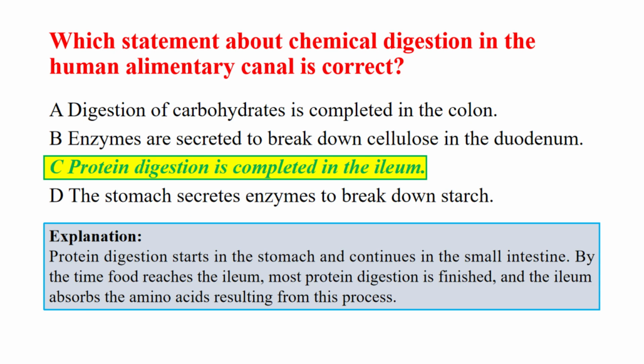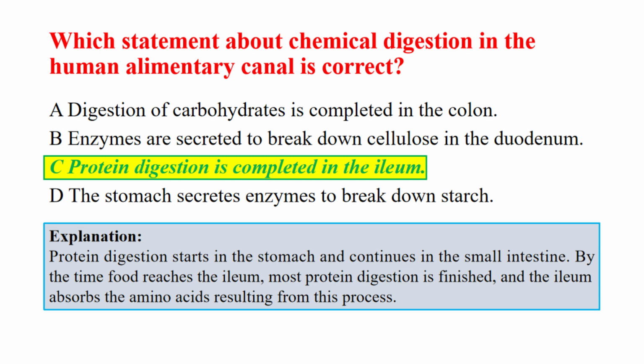The next question is, which statement about chemical digestion in the human alimentary canal is correct? A, digestion of carbohydrates is completed in the colon. B, enzymes are secreted to break down cellulose in the duodenum. C, protein digestion is completed in the ileum. D, the stomach secretes enzymes to break down starch. The correct answer is C, protein digestion is completed in the ileum.